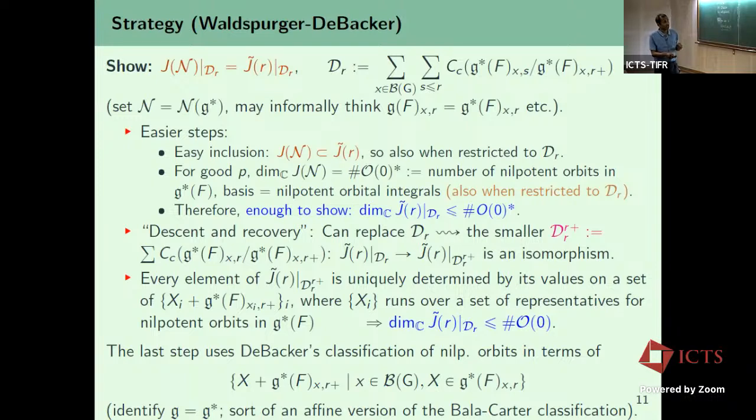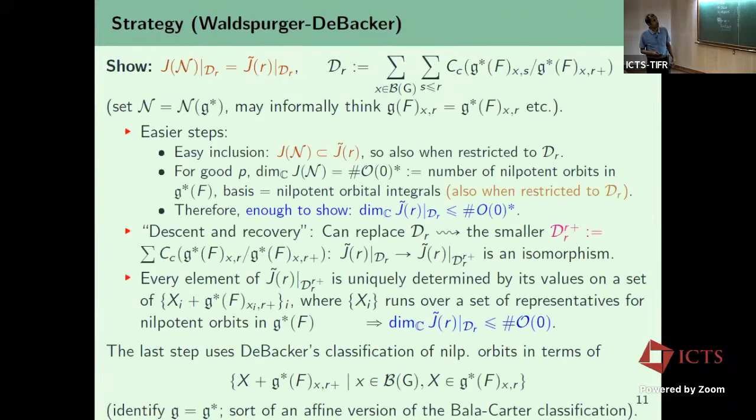Okay, so it's a kind of affine version of the Bala-Carter classification. I would have said more words about it, but I think I'll run out of time. So this is roughly the strategy of Waldspurger, Bourget and DeBacker to prove the range of validity of character expansion. Okay, so if you prove this, you're showing that character expansion holds on G star of f r for every r greater than rho of pi, and therefore it holds on G star of f r rho of pi plus.